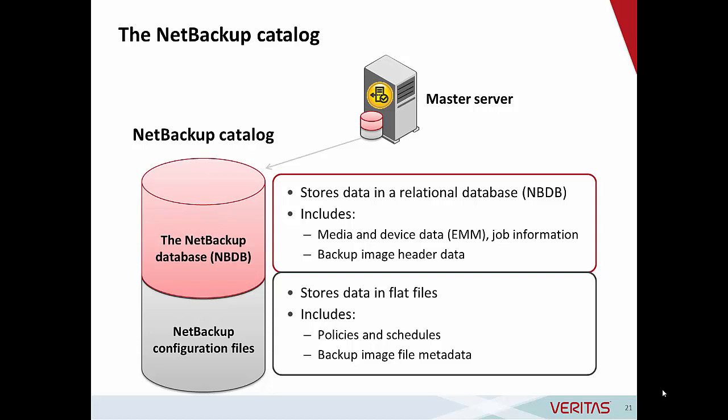Like I mentioned earlier, the image header, which is a pretty small amount of information, is stored in the NBDB. The file lists, the actual records of every file that's backed up in the backup image and the complete path where it came from, that's stored as a compressed file in the NetBackup configuration files. And so if I were to create a backup image that had 1 million files in it, I would have one small entry in the NBDB, and I would have the records for 1 million paths, 1 million entries in this flat file catalog.